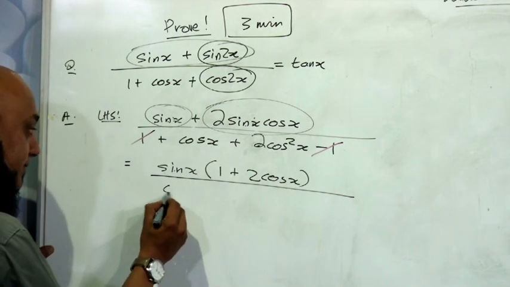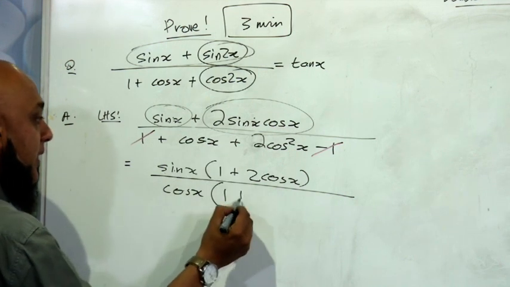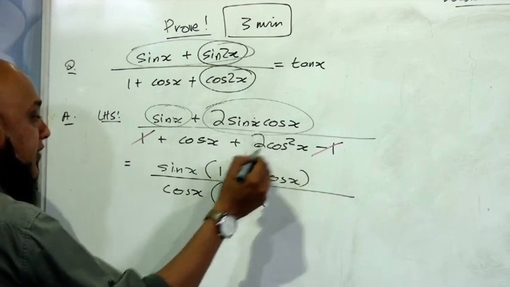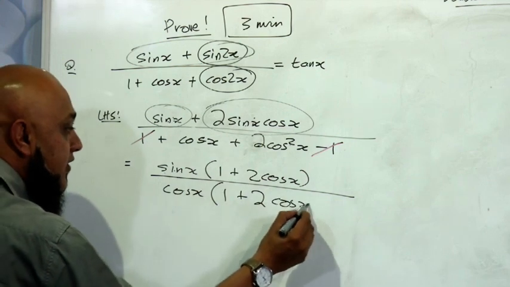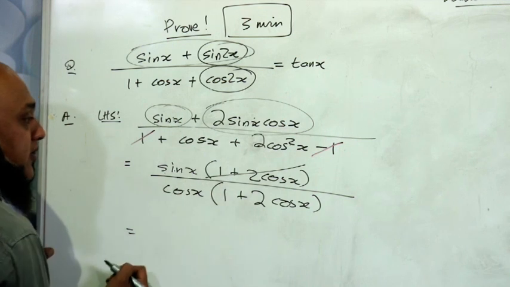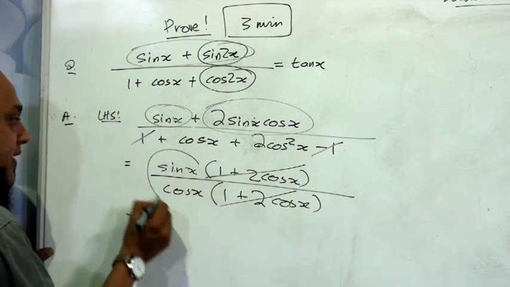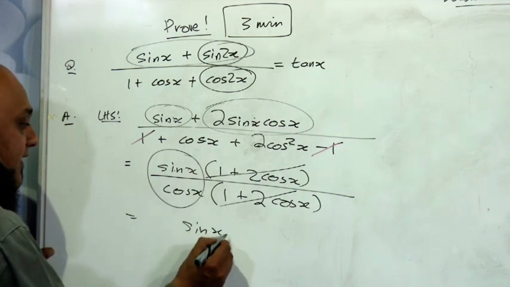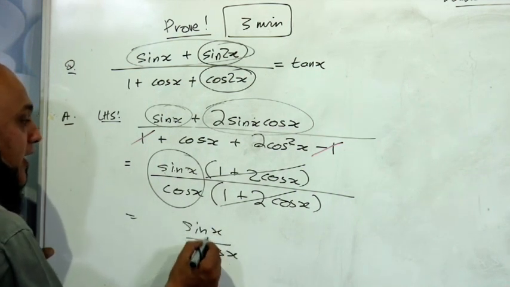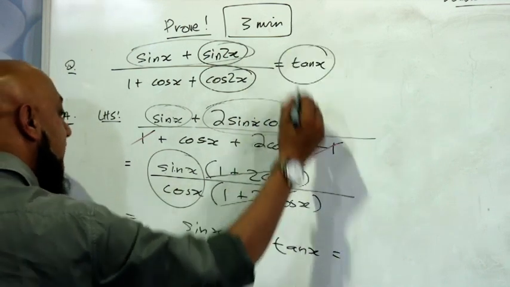What's common here? You've got cos x. Cos divided by cos is 1 plus 2. Cos squared divided by cos x is cos x. Now you've got 2 brackets which are identical: 1 plus 2 cos x, 1 plus 2 cos x. What are you left with? You're left with sin x over cos x. And what do we know about sine over cos? Tan x, which is equal to the right hand side.